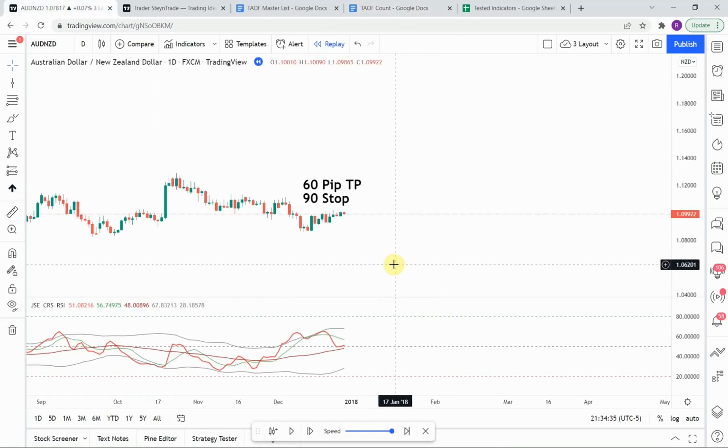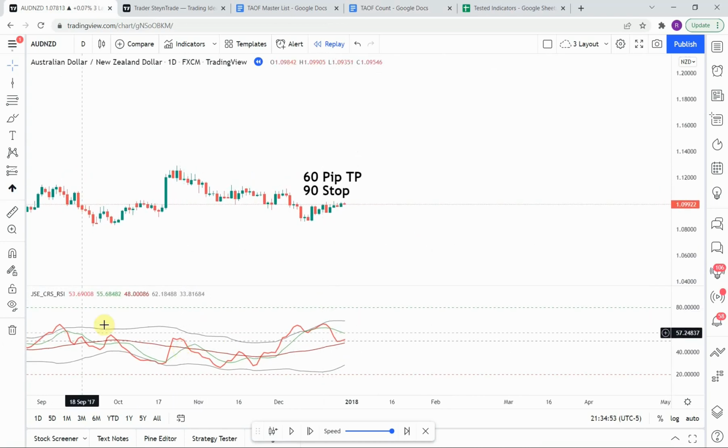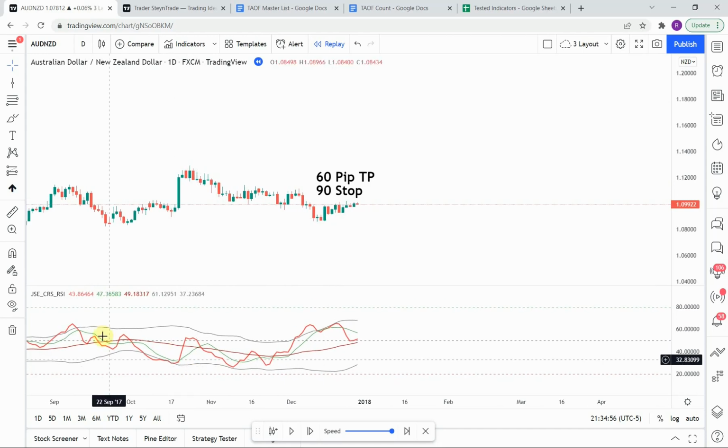Alright, so today's indicator is the JSE Comparative Relative Strength RSI Oscillator. Quite a mouthful. You can see it here on the bottom of the screen. And so really what we are looking for is going to be the large red line oscillating up and down, and then the smaller, thinner red line running through the middle of what looks like Bollinger Band style bands.